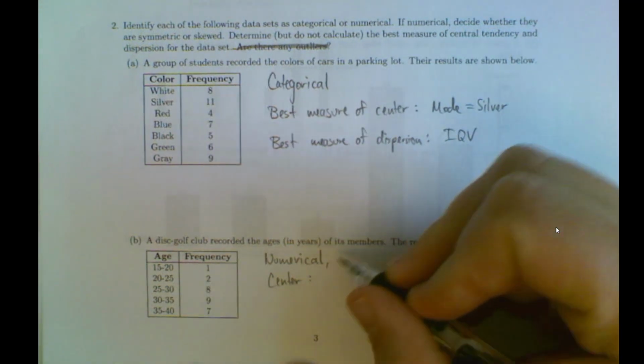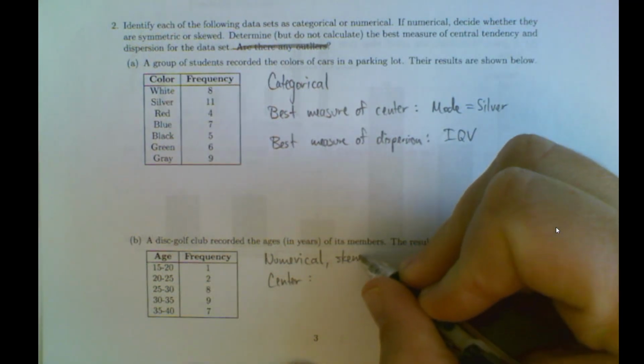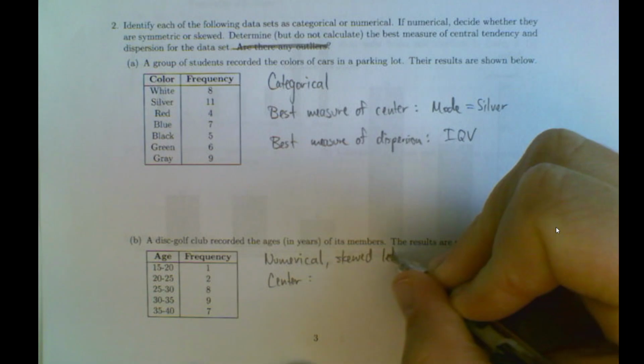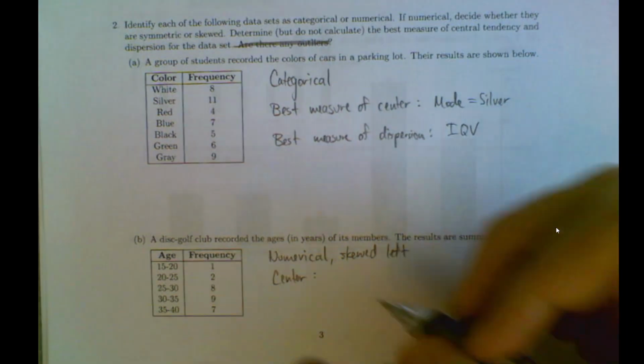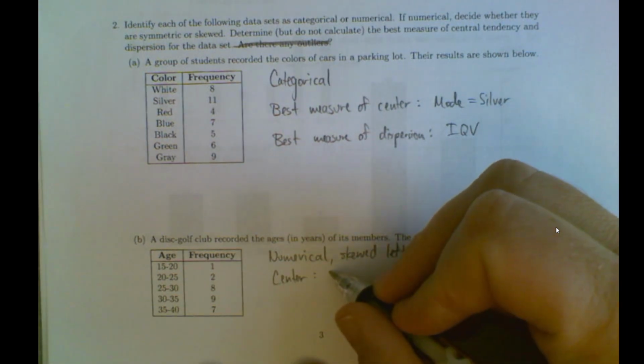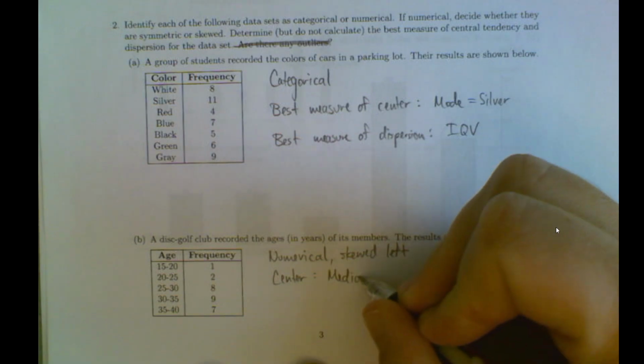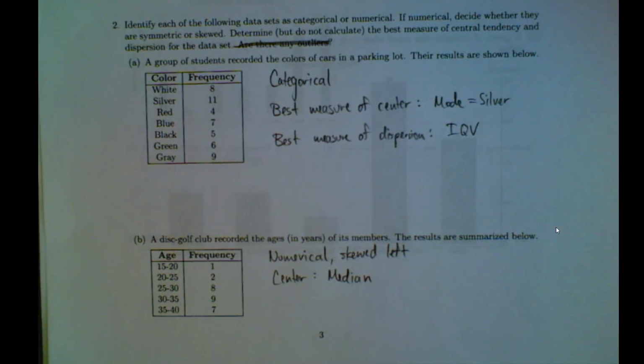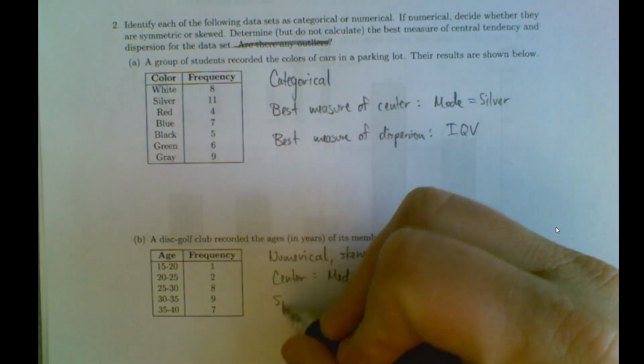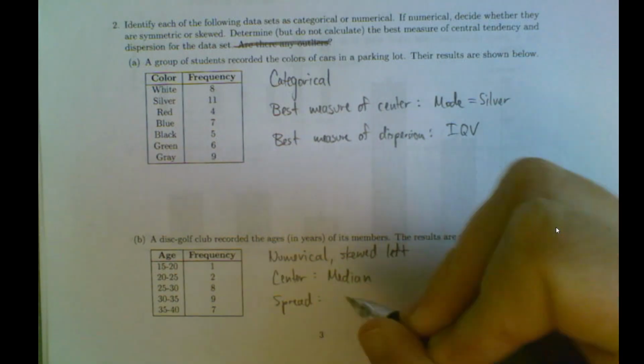So this is numerical, and it's skewed left. So the center, best measure of center would be the median. We could try to estimate the median, but we weren't asked to, so I'm just going to leave it at that. And the best measure of spread would be the IQR.